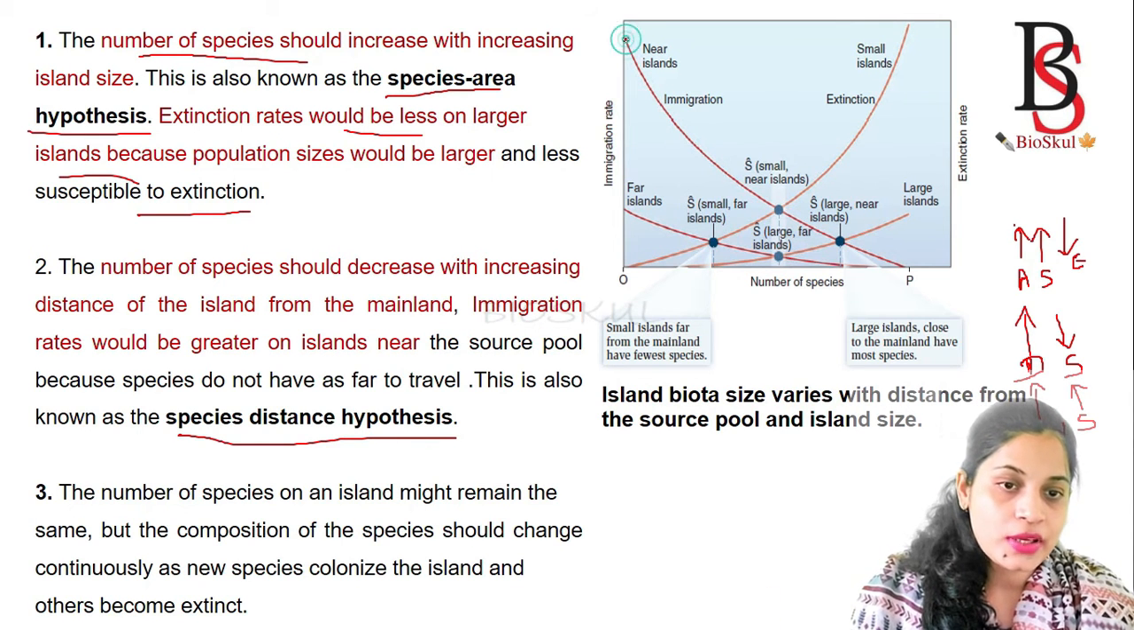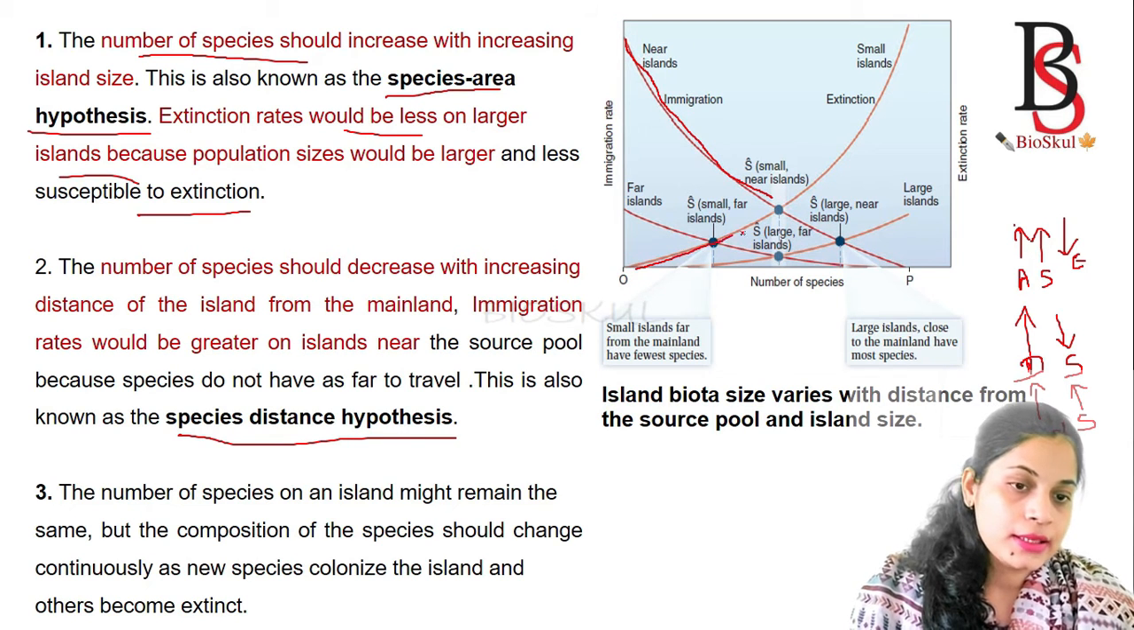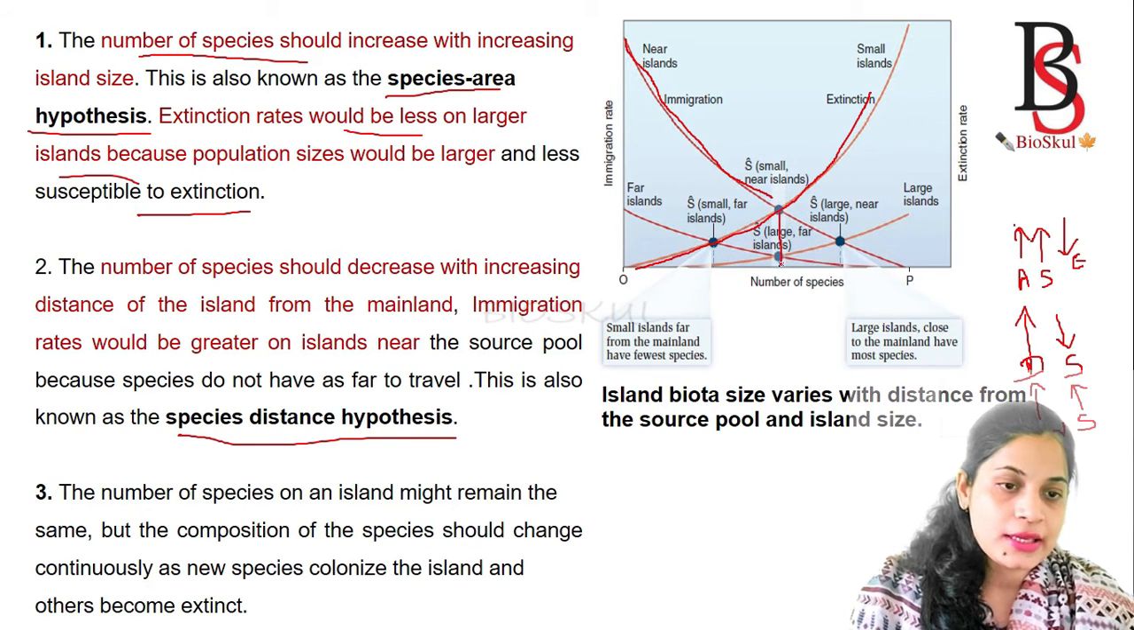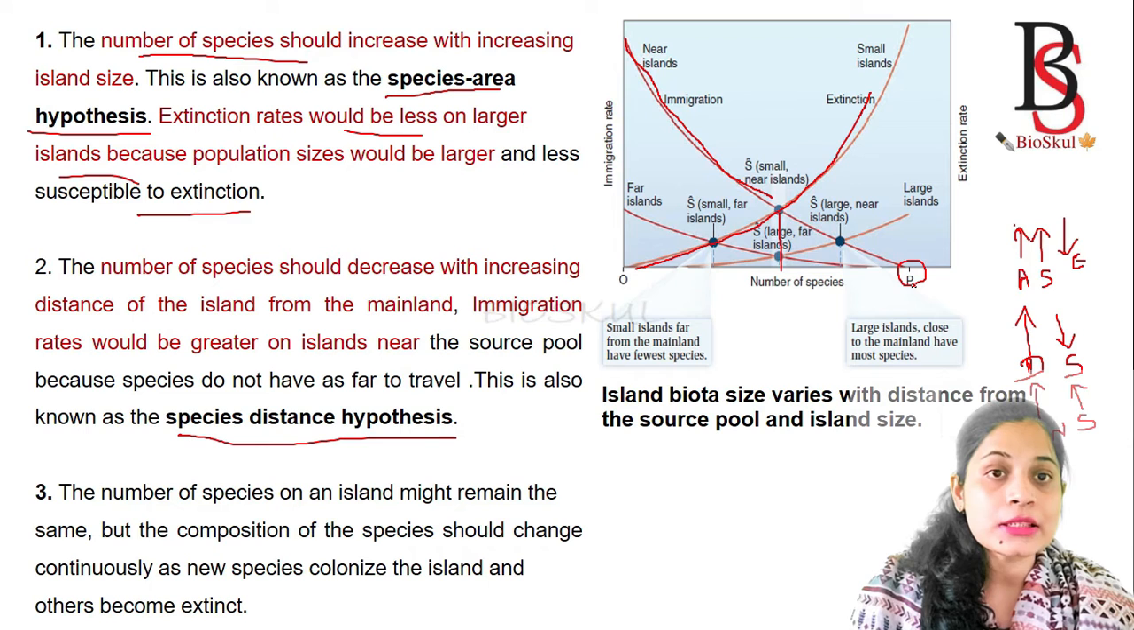So let's see here in the graph. As you can see, this curve represents the immigration rate, this one represents the extinction rate, this point is the equilibrium state, and here this P represents the species pool.